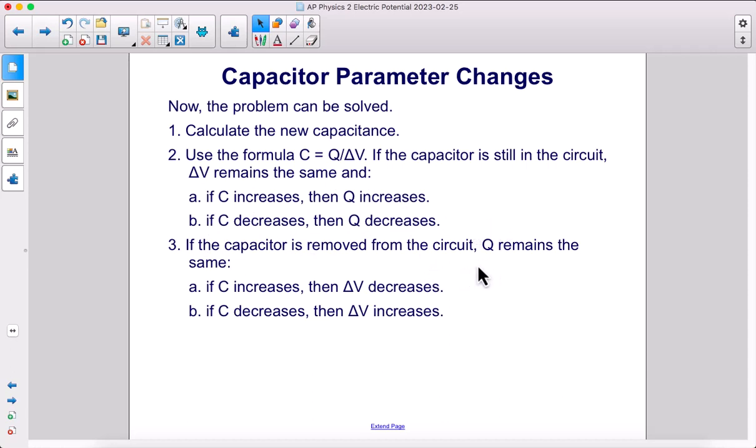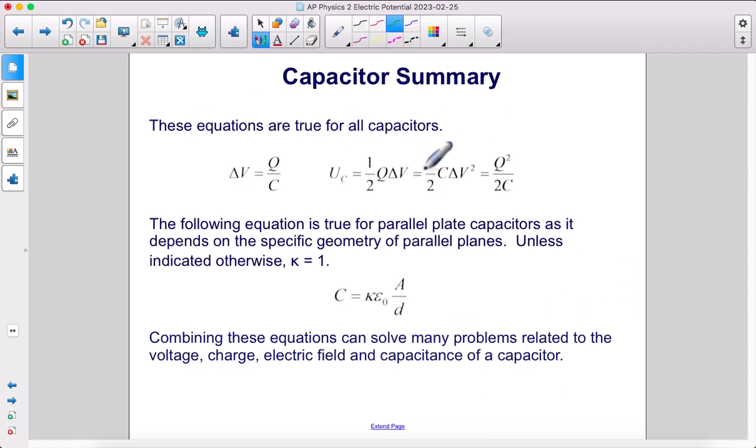If the capacitor is removed from the circuit, charge remains the same. If capacitance increases, then the voltage difference decreases. And if capacitance decreases, then the voltage difference will increase. These equations are true for all capacitors. Delta V equals Q over C.